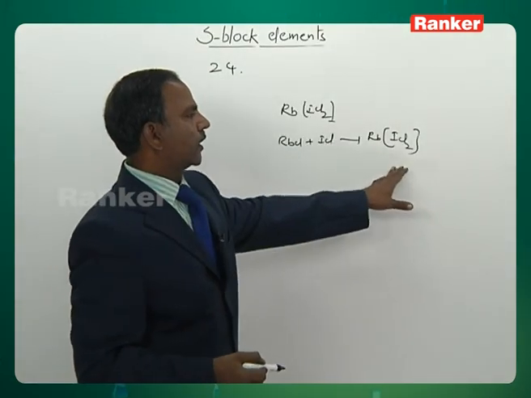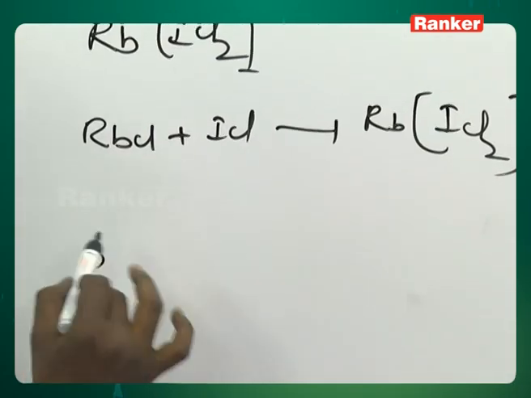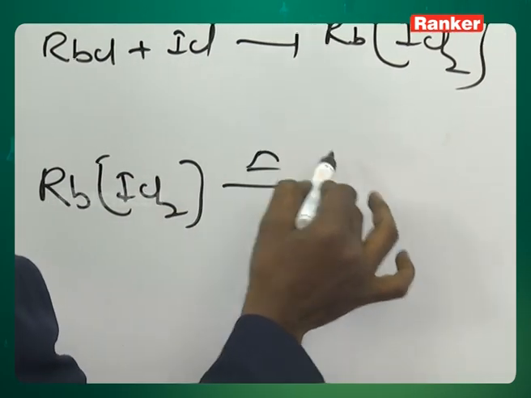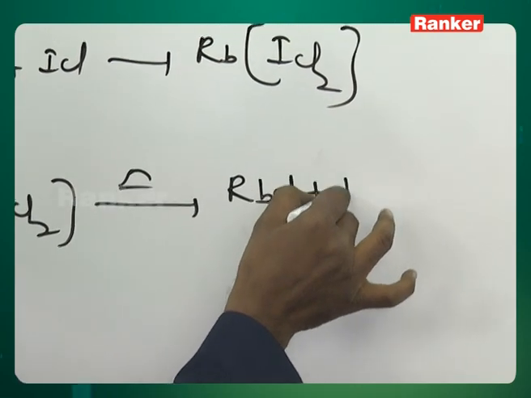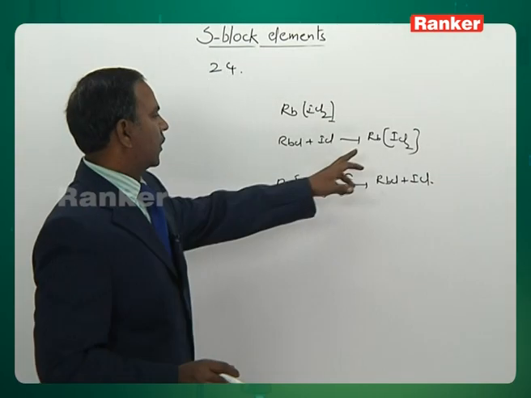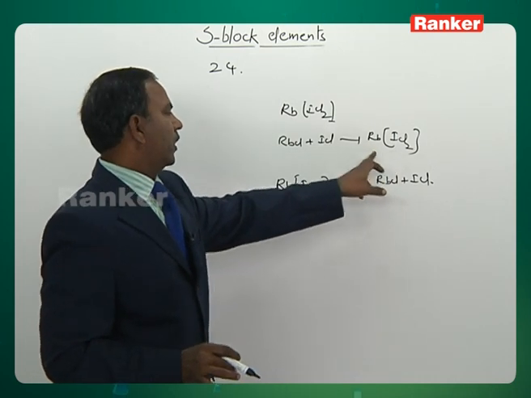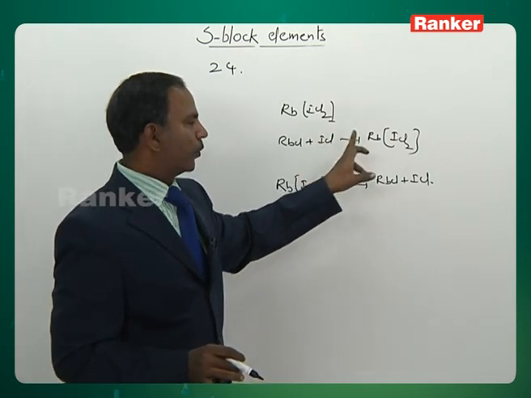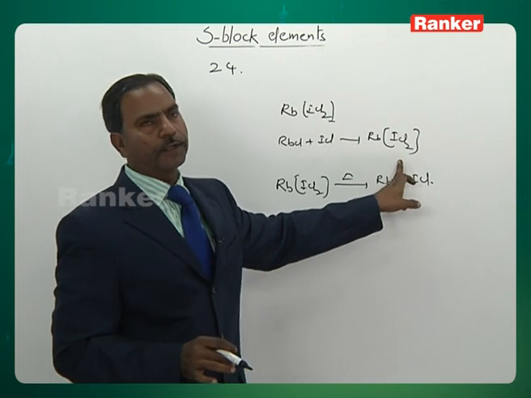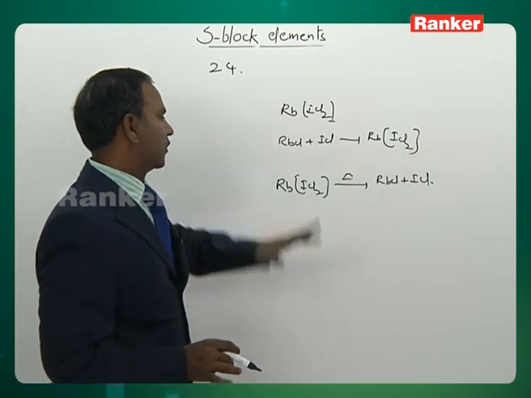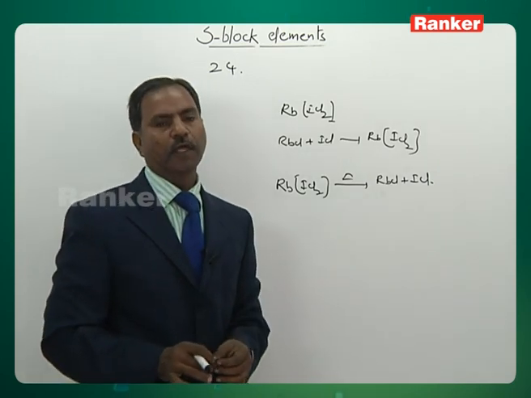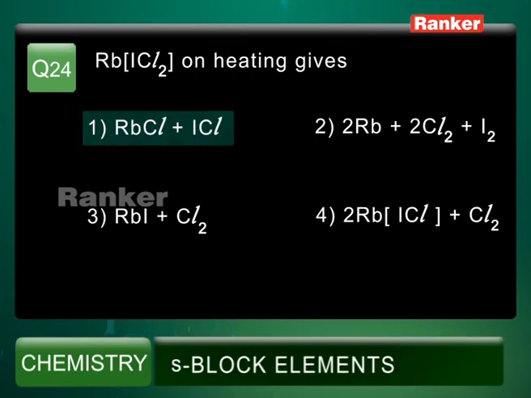Whenever this particular complex is decomposed, you get back the same reactants. Rb ICl2, you are heating this one, you are getting RbCl and ICl. Remember, this particular complex is formed by alkali metal halide reaction with the interhalogen, and on heating, you get the same reactants. Therefore, RbICl2 on heating gives RbCl plus ICl. Among the given options, RbCl plus ICl is the answer. Therefore, 24 answer is 1.